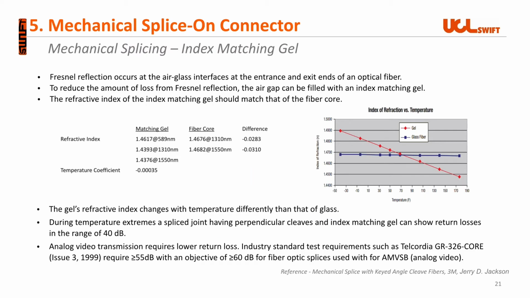From the previous slides, we have learned that index matching gel is a critical factor for the mechanical SoC. As seen in the figure on the right, the blue line is the index of refraction for glass fiber, and the red one is the refractive index for gel. The index matching gel is engineered to produce an optimum index match with optical fibers at room temperature. But the gel's refractive index changes with temperature differently than that of glass. This will cause return loss degradation and make network failure in the future.